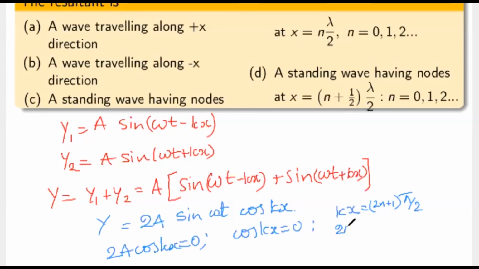So what is k? It is 2 pi by lambda into x equals (2n plus 1) into pi by 2. So pi and pi cancel. Let me take lambda to the right hand side and divide by 2. That gives us x equals (n plus half) into lambda by 2. So nodes are formed at a distance equal to (n plus half) of lambda by 2. So option D is correct.